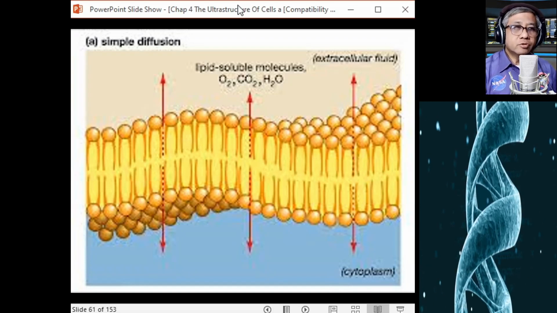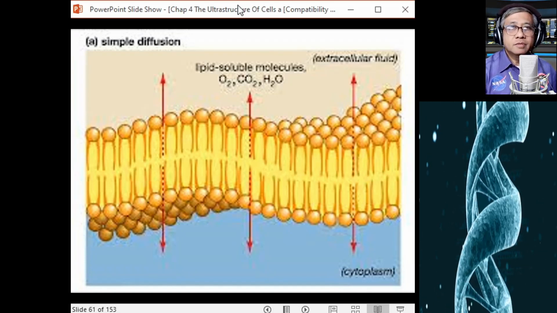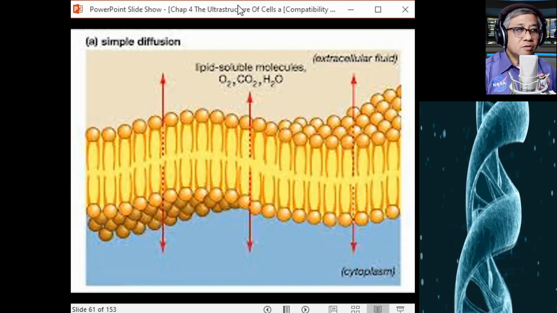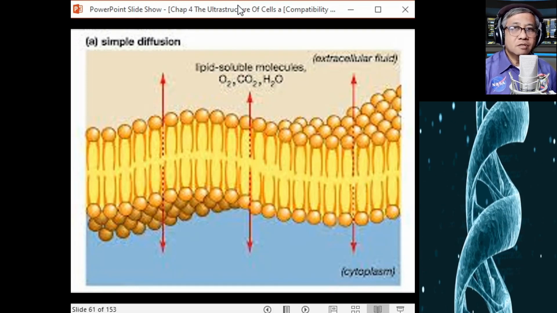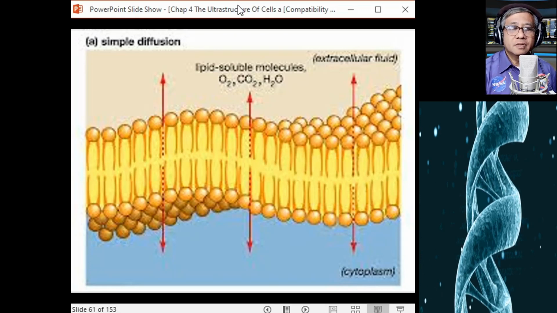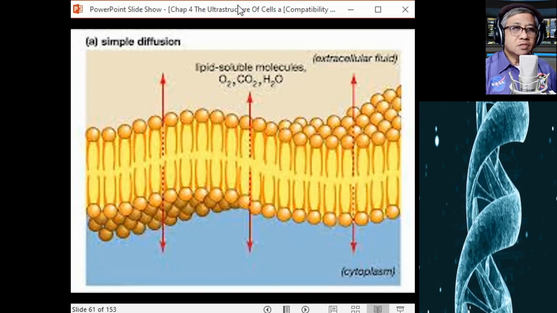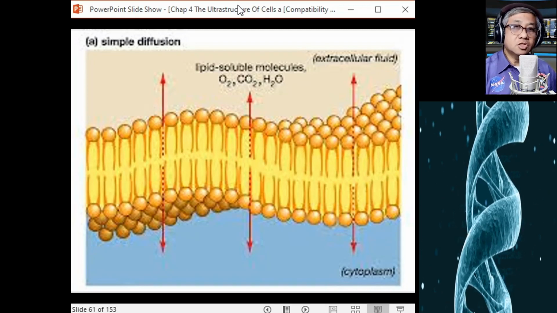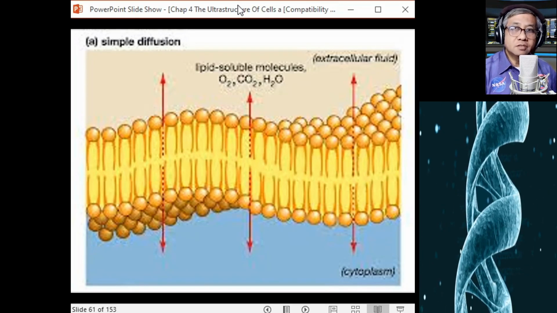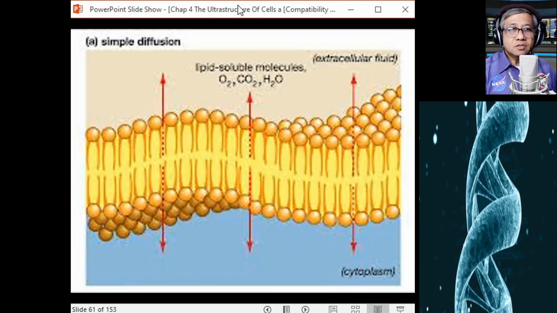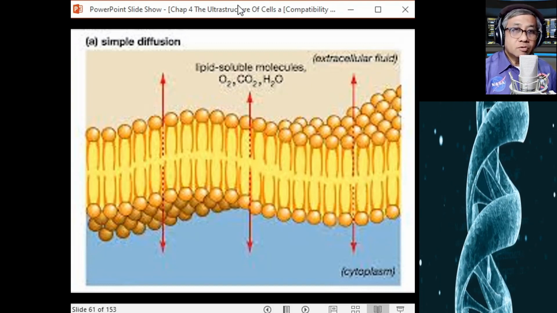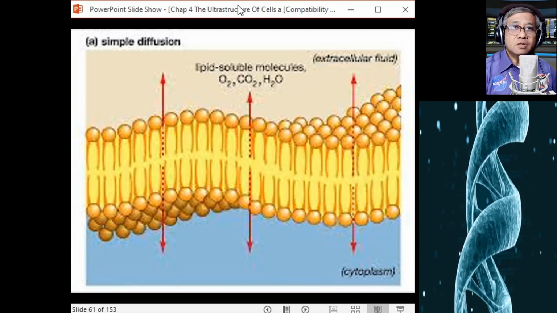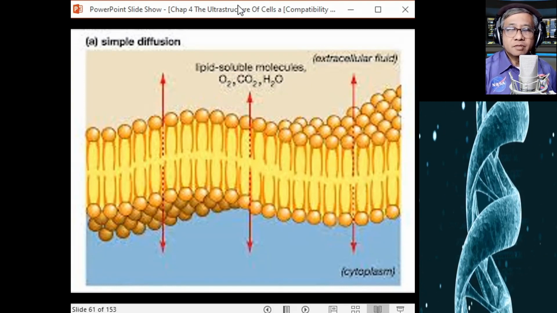Now, in the case of water, water is a polar molecule, and polar molecules generally cannot enter the phospholipid bilayer. Water molecules can still easily enter the cell membrane because of certain channels called aquaporins. Through these channels, aquaporins, water can easily enter the cell through the phospholipid bilayer.